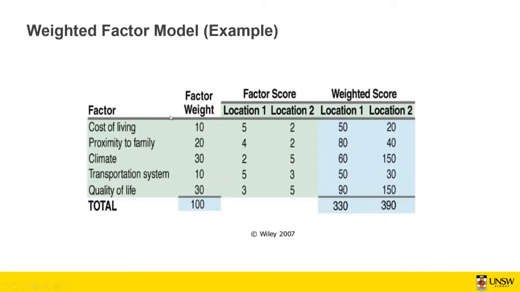You do the same thing for all 5 factors, as you can see here, and you get your weighted score. So there are 2 things that you can do. One is to sum up all the scores, and the one with the higher score, as you can see, location 2, is going to be the preferred location. The other thing, which also generates the same result, is to just average all these scores and see which one gives you the highest average.